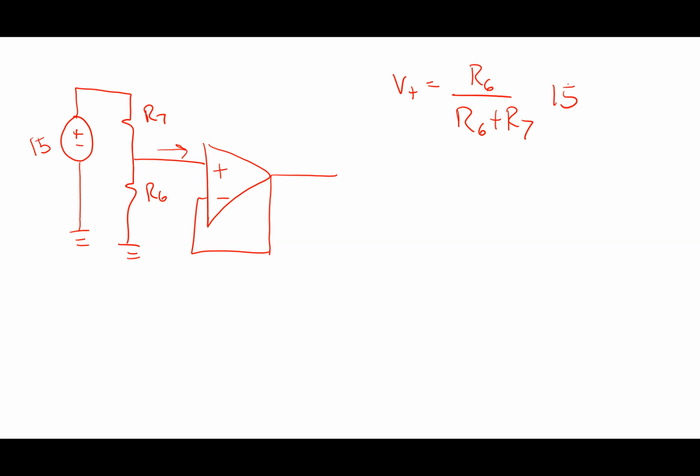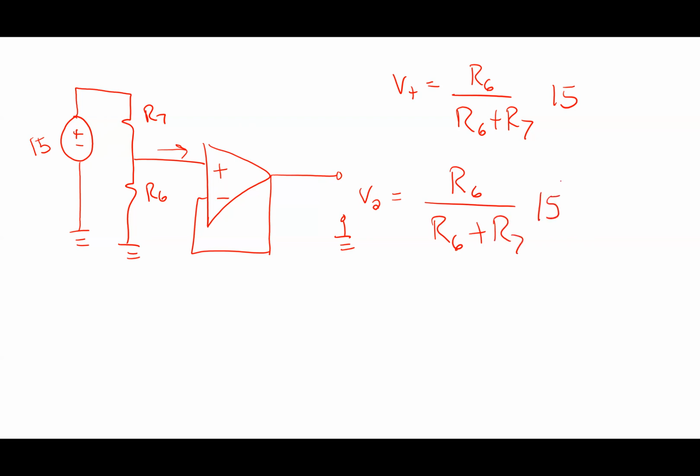Right? So what do I know about V? This is V2 in my circuit. What do I know about V2? V2 is equal to V minus, and V minus is always equal to V plus. So this is R6 over R6 plus R7.